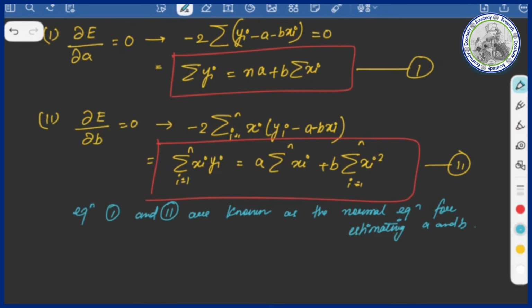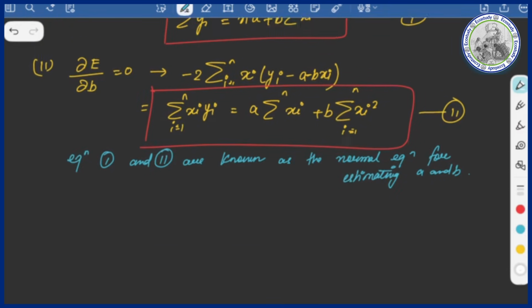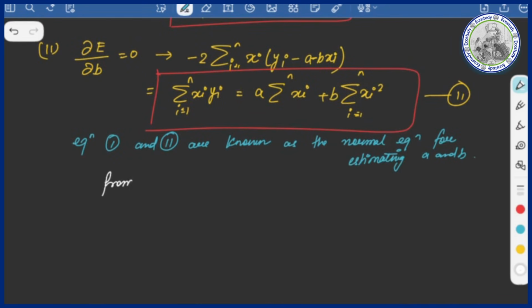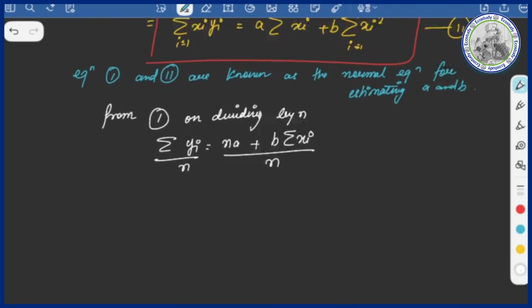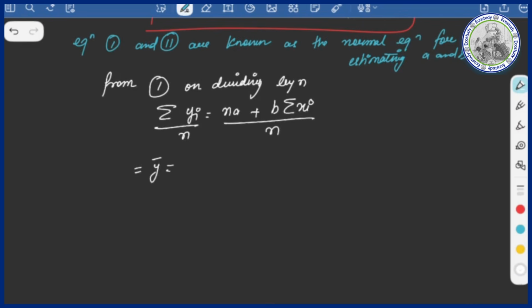Okay, now get back to the equation. From the first, on dividing by n, we divide equation 1 both sides by n: sigma yi is equal to na plus b sigma xi, divided by n. What will you get? You will get y bar is equal to a plus b x bar. So from here we get the value of a: y bar is equal to a plus b x bar.